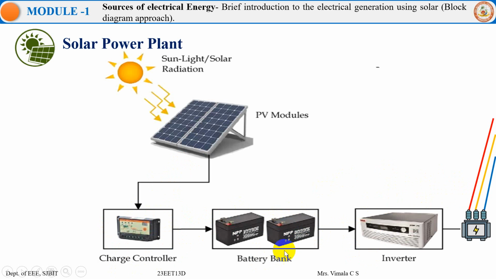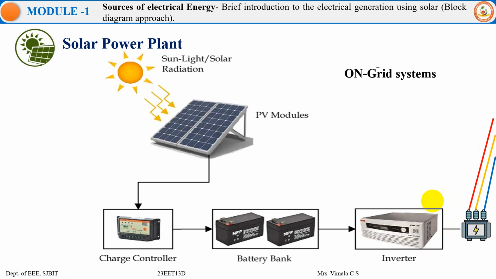While converting DC to AC using an inverter, we might come across some harmonics, which can be filtered using AC filters. Then we can give this AC voltage to a step-up transformer, where we step it up and then give it to the grid for distribution.